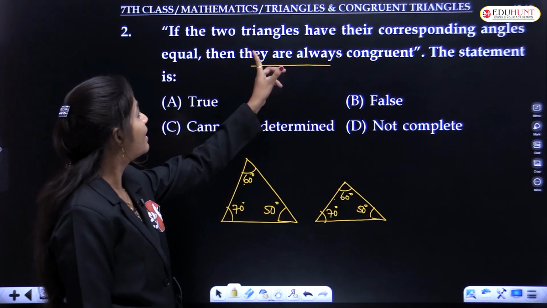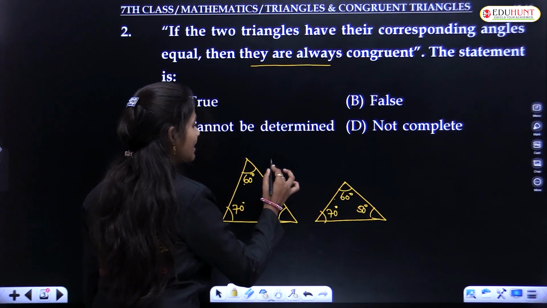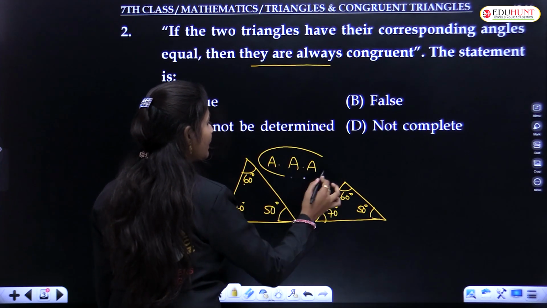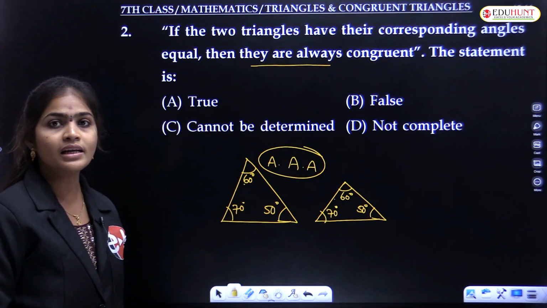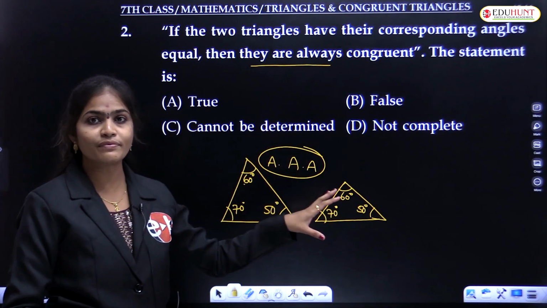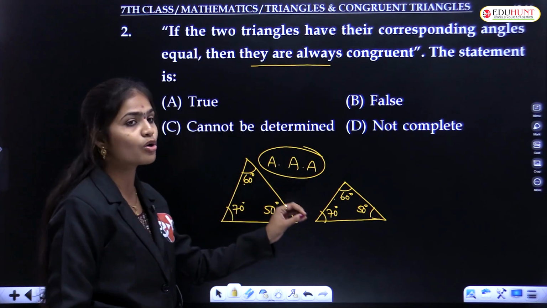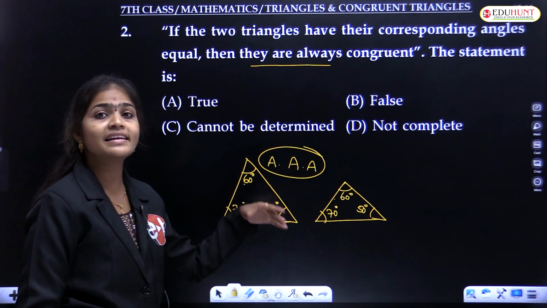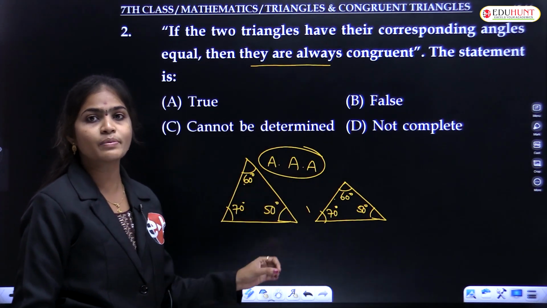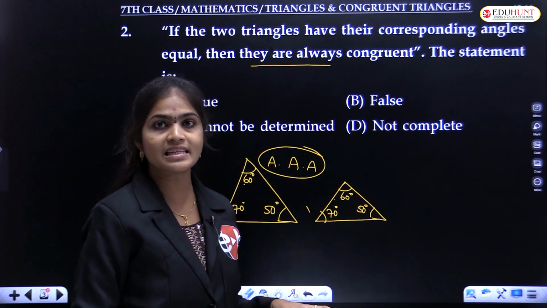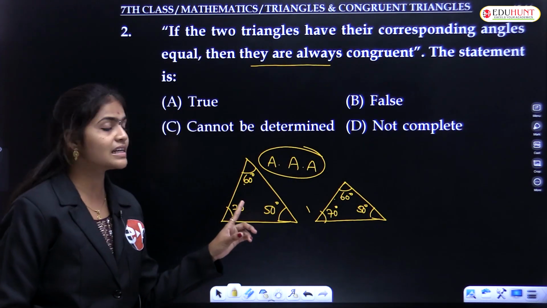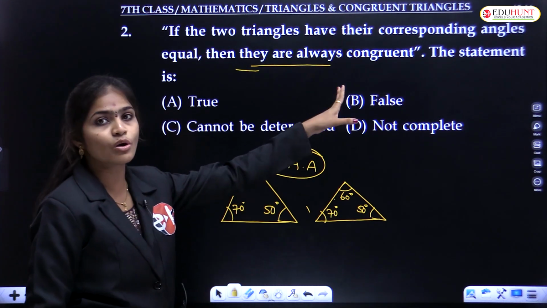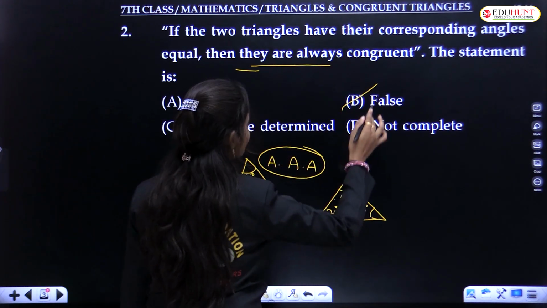So here they gave the angles, no? This is one angle, this is another angle and this is another angle. So here we can say the AAA axiom. By using only angles, we cannot say that the given triangles are congruent. Why? Because the angles are the same, but there is a difference in size. So by taking only AAA, we cannot say the given triangles are congruent. But the condition they gave is always congruent, so that's why this is a false statement.